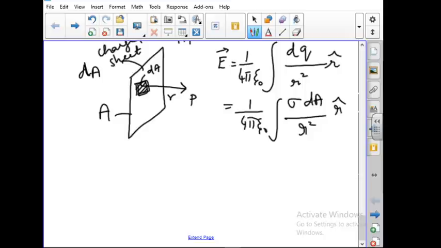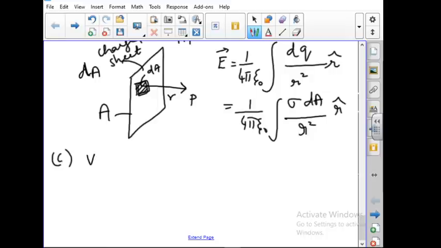In your book, small a is given here. You change it, students. So dA is written as capital dA. So E is equal to 1 by 4 pi epsilon naught integral sigma dA by r squared into r cap. This is the electric field for a uniformly distributed area. The next one is, what is the electric field if the charge is uniformly distributed over a volume?